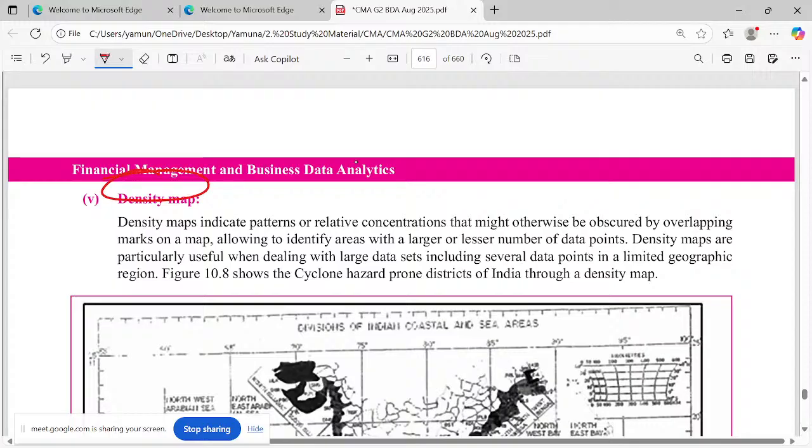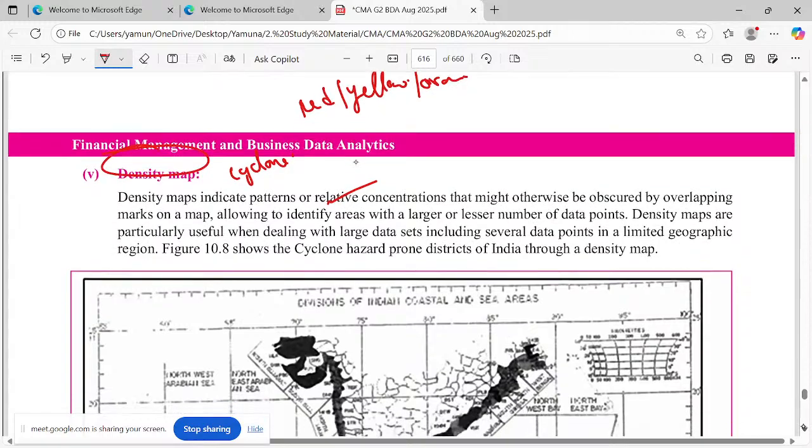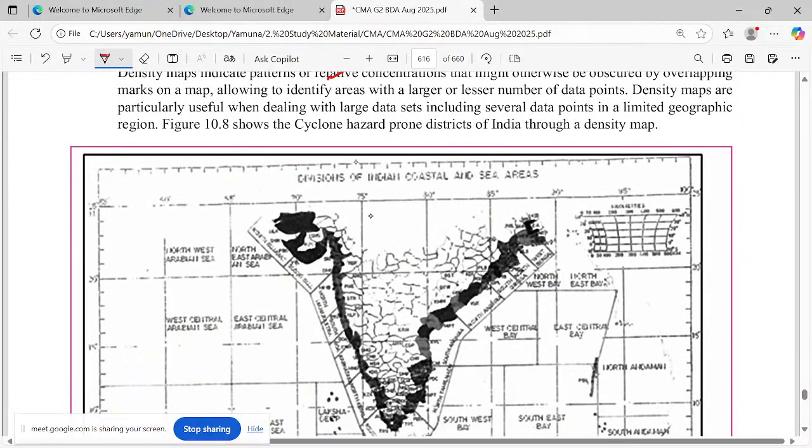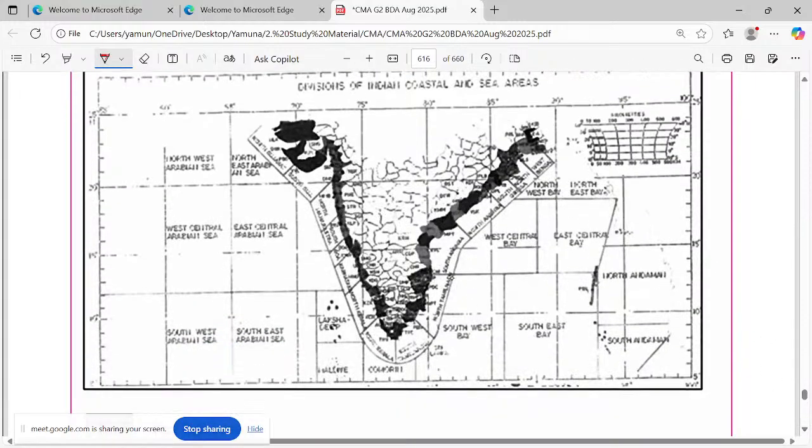This density map, probably they want to give some relative measures where you want to compare. For example, for density map, we can take the help of the cyclone maps. See, during the cyclone, they will go for red markings, yellow markings, and orange markings, saying that it is a red alert, etc., depending on the density. So here, with respect to the example they have given, cyclone hazard, where the cyclone will be more prone, and this is with respect to coastal areas. So we have these three seas, right? Arabian, Indian, and Bay of Bengal. How can it be affecting the coastal areas?